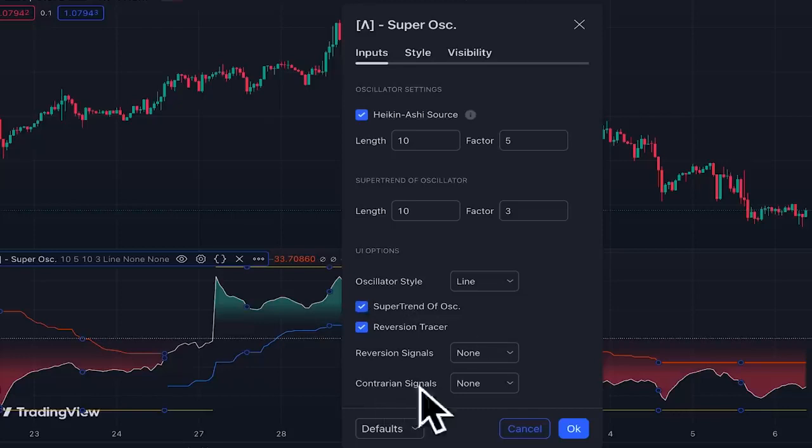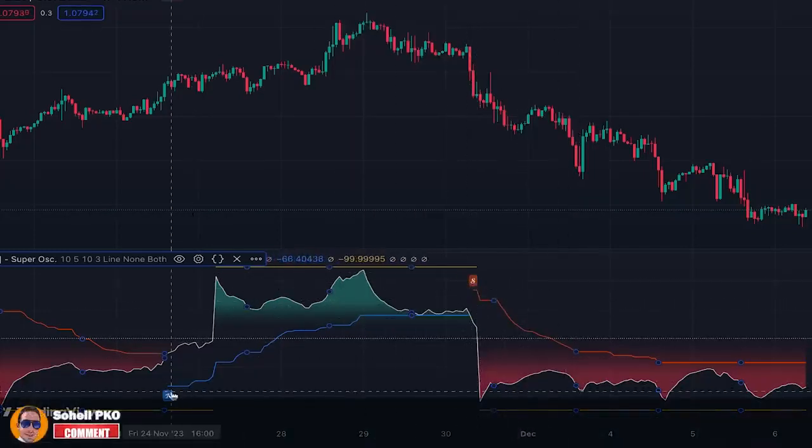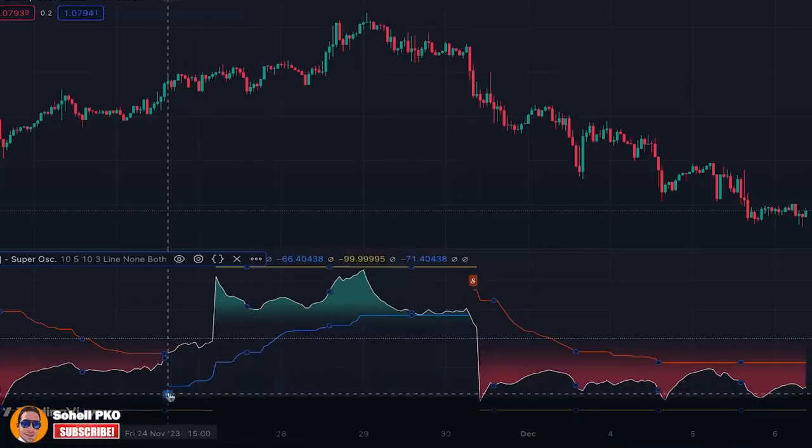Here for contrarian signals, if we set it on both of the signals, buy and sell, we will have buy and sell signals based on the SuperTrend of our SuperTrend oscillator. When it becomes red, it's a sell signal, and when it becomes blue, it's a buy signal.